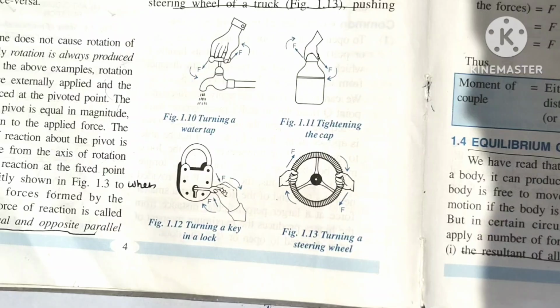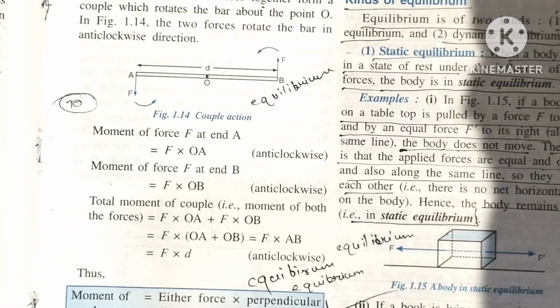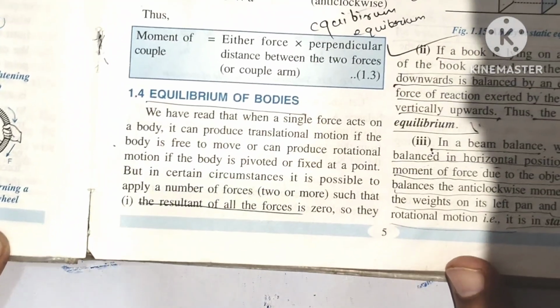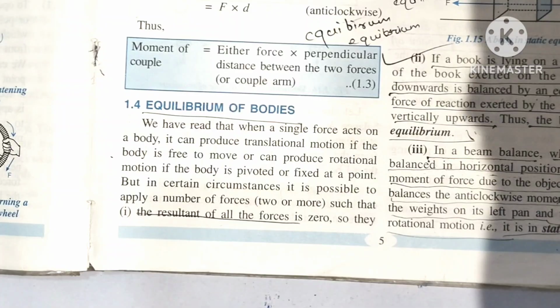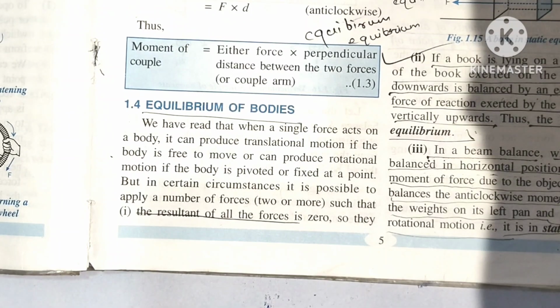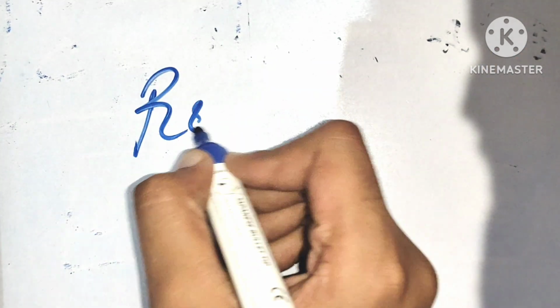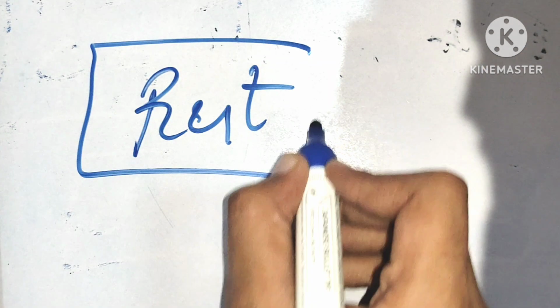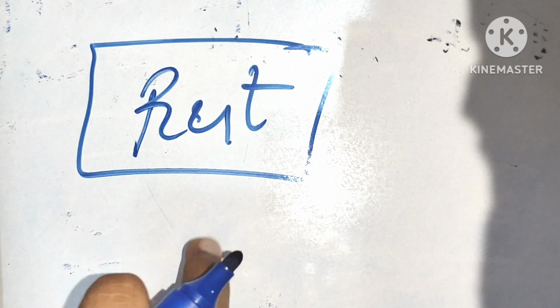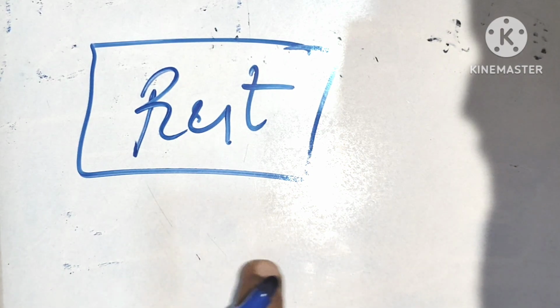Okay, now the next topic is equilibrium. So what is the equilibrium of a body? In simple language, equilibrium is the state in which the body takes a rest. Every object has to become balanced in equilibrium. It's nature that every body requires equilibrium.